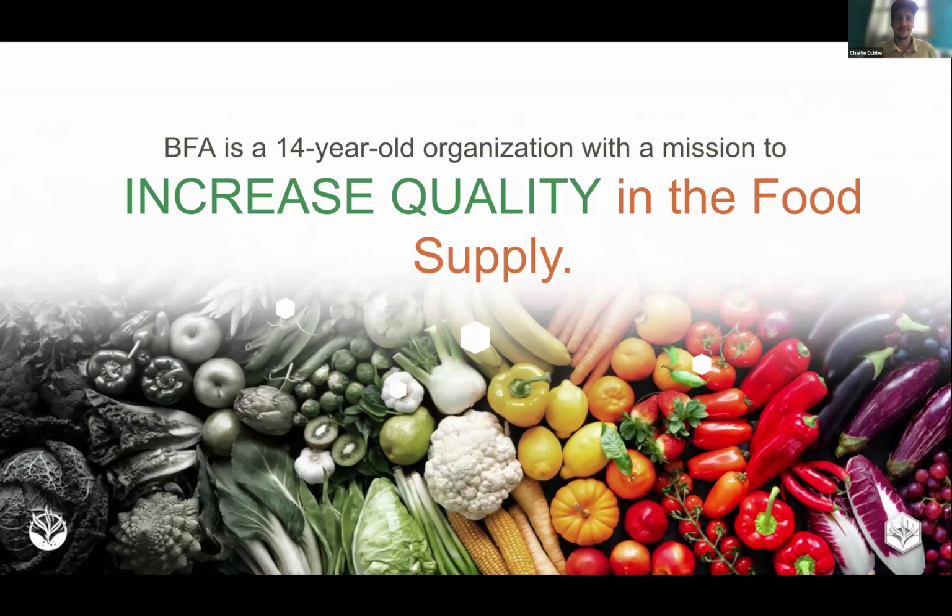We started the BFA in 2010 as a nonprofit educational organization with a mission to increase quality in the food supply. By quality, we're talking about flavor, aroma, shelf life, pest and disease resistance, farm viability, soil health, human health. We think of that as a point where a broad social movement can coalesce that's concerned about systemic solutions. We helped coin the term nutrient density as it refers to this, before 2010, probably in 2007, 2008.